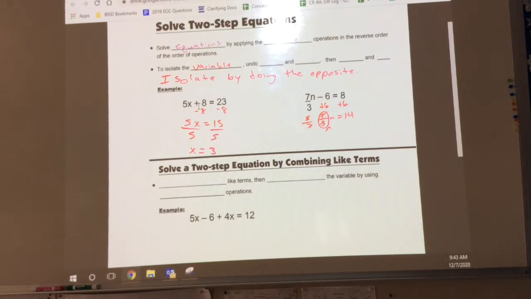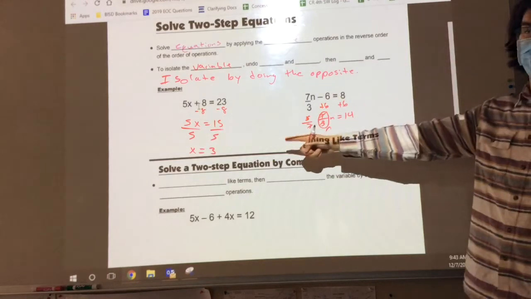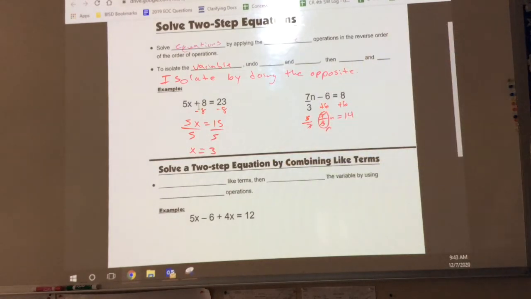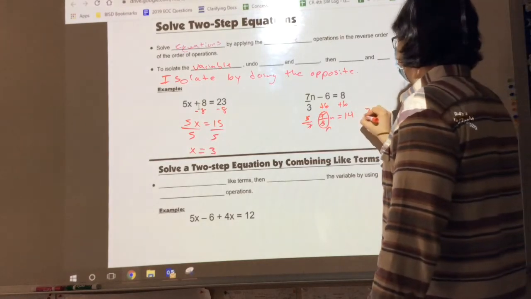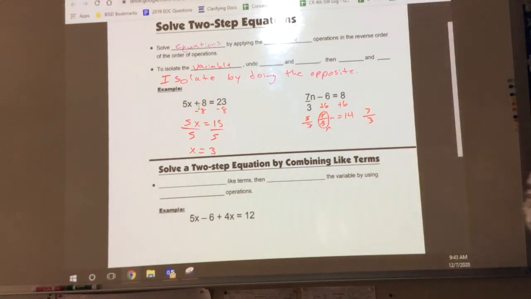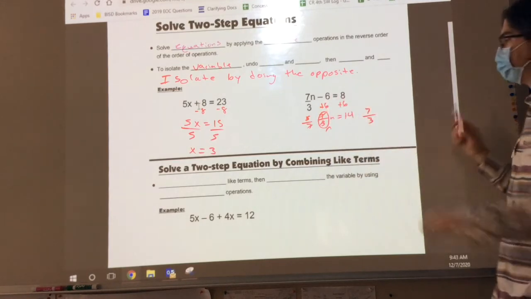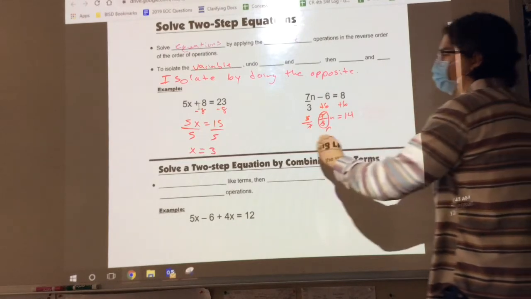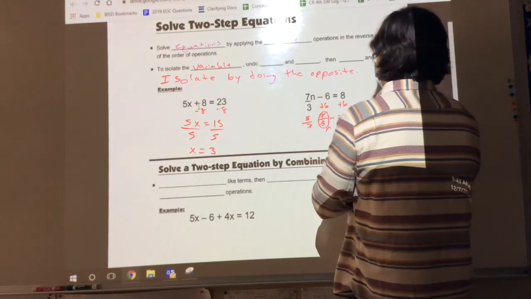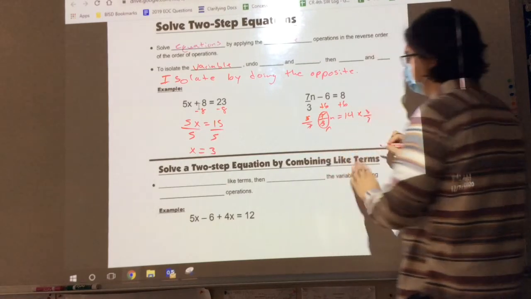Well, math is the same thing. If I multiply this side by 7 over 3, I've also got to multiply this side by 7 over 3. So now I'm going to multiply 14 by 7 over 3. Wouldn't it be 3 over 7? Yes, 3 over 7. Good catch. My bad, Reed, you are absolutely correct. By 3 over 7, because that's what I flipped it to.